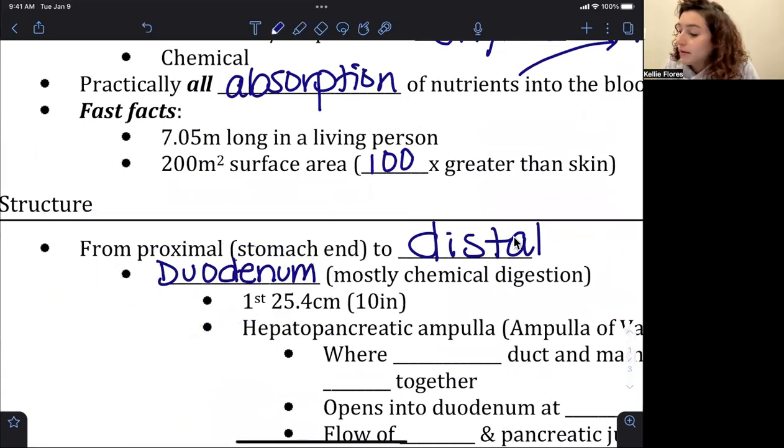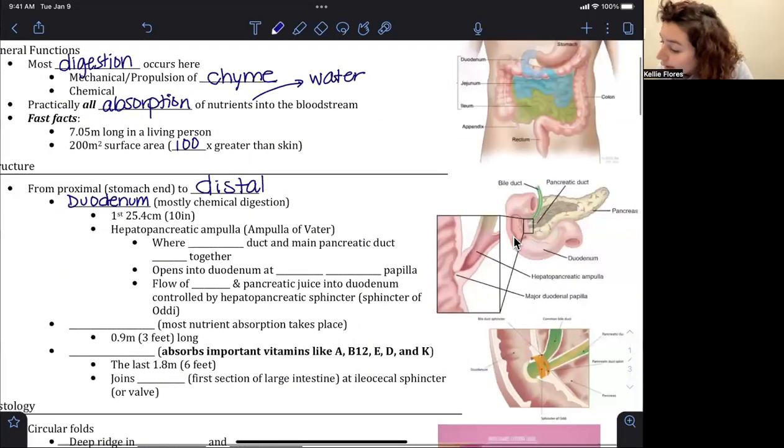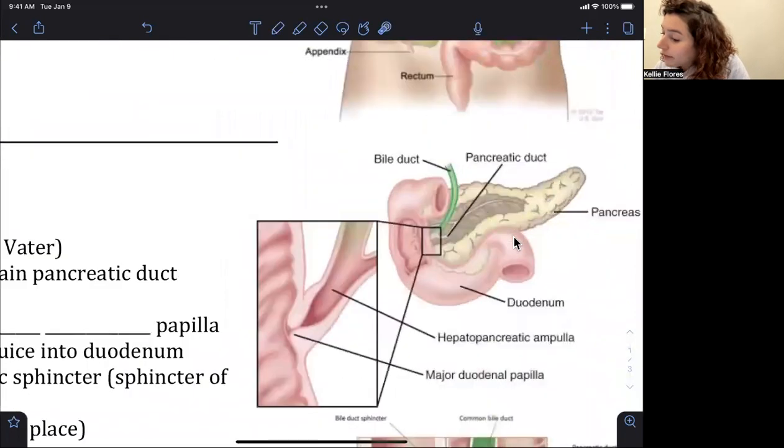Bear with me. Most of your chemical digestion happens in the duodenum. It's the first 10 inches of the small intestine. So what is happening here? If you look at our inset picture, you see the pancreas is right there where the duodenum is, and the bile duct. If you recall, the bile duct leads to the gallbladder in the pig, same for the human.